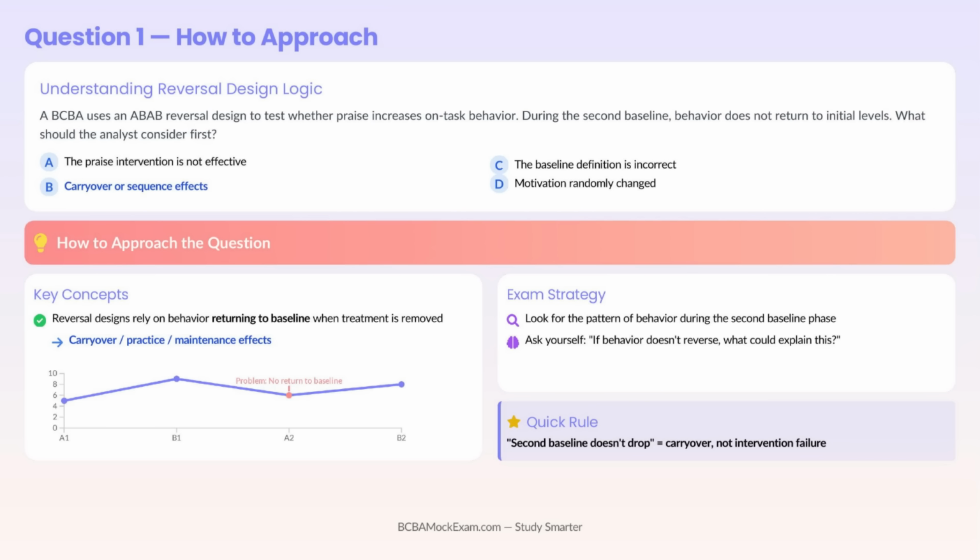To approach this question, remember that reversal designs depend on behavior returning to baseline when treatment is removed. If behavior stays high during the second baseline, the most likely explanation is carryover, practice, or maintenance effects. A simple way to evaluate this question is to look directly at the second baseline pattern and ask whether the behavior truly reversed. If it didn't, the explanation is almost always related to residual effects of the intervention. Reversal designs rely on prediction and verification, and poor reversibility suggests that the behavior remained influenced by the treatment. Use the rule: if the second baseline doesn't drop, think carryover, not intervention failure.